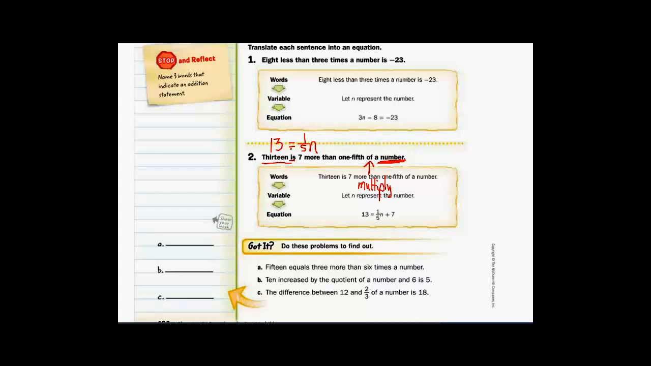So 13 is 7 more than this. If it's 7 more than this, then we need to add 7. More than, that's your addition. That's another key word. More than is addition. So that's my equation. I would subtract 7. I end up with 6 equals 1/5 n. To undo this fraction right here, I need to multiply by its reciprocal, which is 5 over 1. Make that a fraction. Answer, 30.